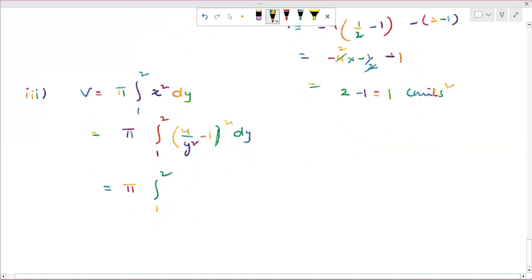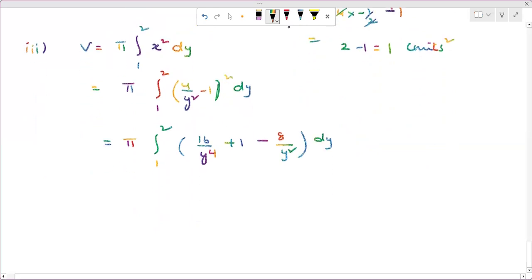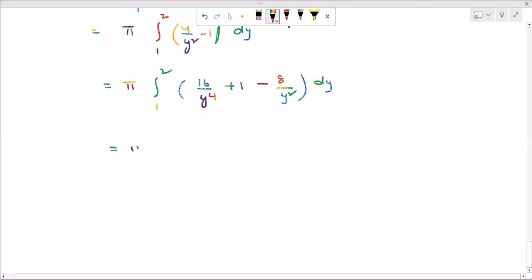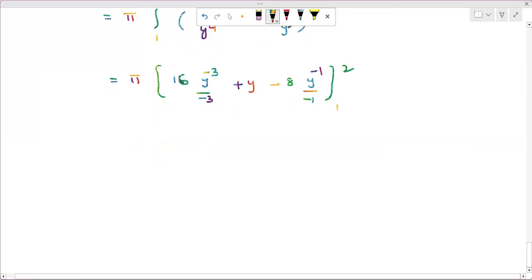1 to 2. Expand this using a minus b whole square, a square plus b square minus 2ab: 16 by y to the power of 4, minus 2 times 4 is 8 by y square, plus 1, dy. Now split and do integration. So straight away I am doing 16 into y to the power of minus 3 by minus 3, plus y, minus 8 into y to the power of minus 1 by minus 1, from 1 to 2. So it will be pi into minus 16 by 3 into 1 by y cube plus y plus 8 by y, from 1 to 2.